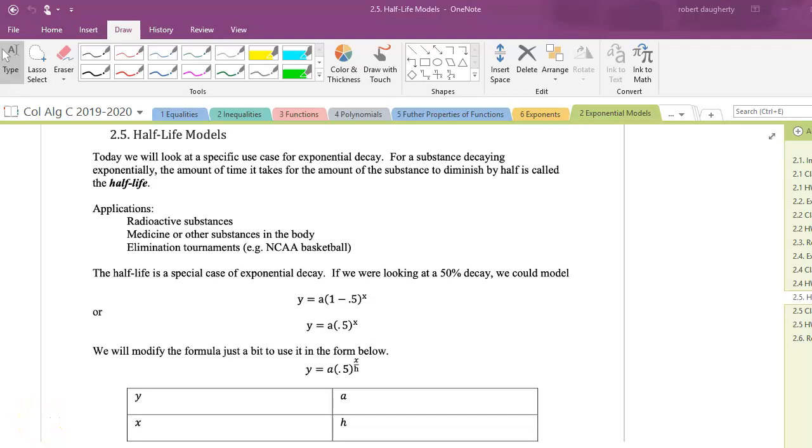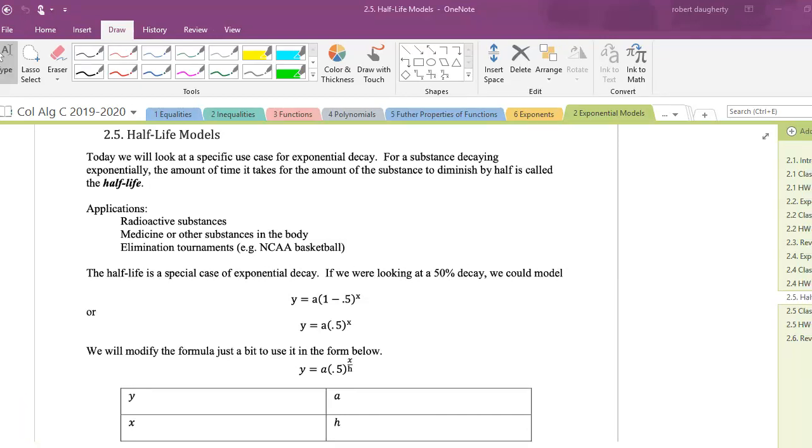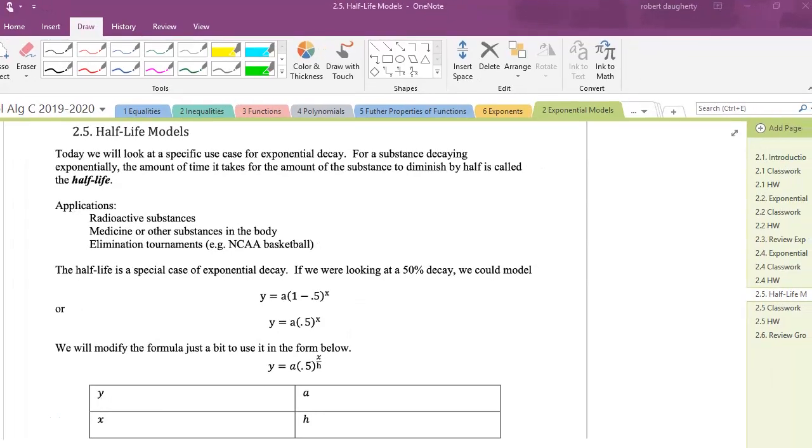Section 2.5. So we are ending this section. This is the end of the exponential unit, so this is our last new lesson. Section 5 is talking about something very specific called half-life models.